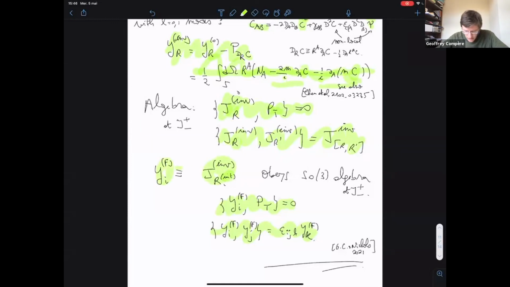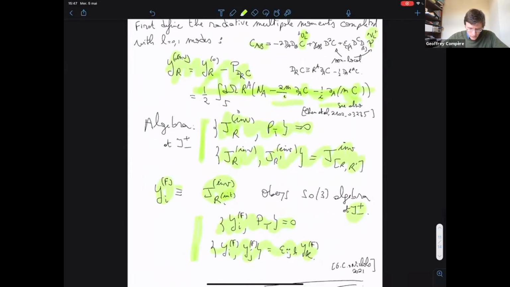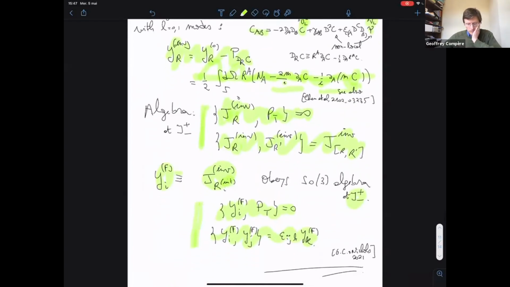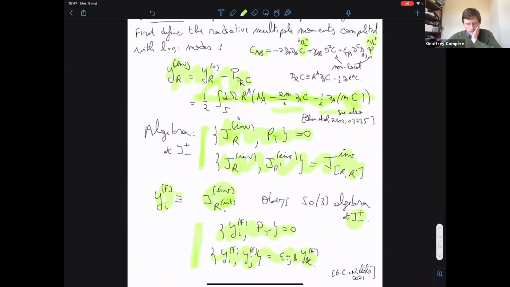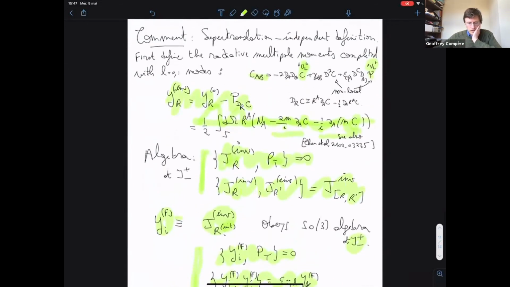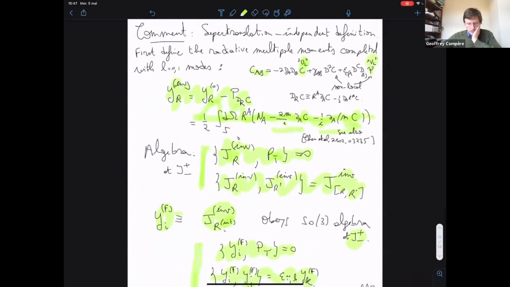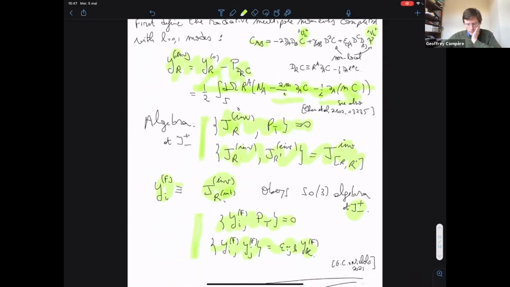So here everything was defined at scribe plus minus, and so all this algebra is really checked at scribe plus minus. I don't claim it is true at any scribe plus. Maybe there was a way to do this, but we didn't do that. So far, this definition makes sense really at spatial infinity, and this is a proposal for how to extend it at scribe plus for these invariant supertranslation dependent definitions. But I only get all the nice brackets at spatial infinity.